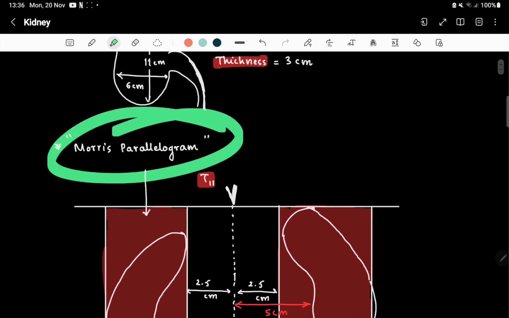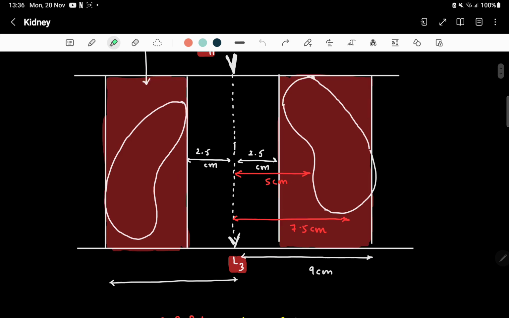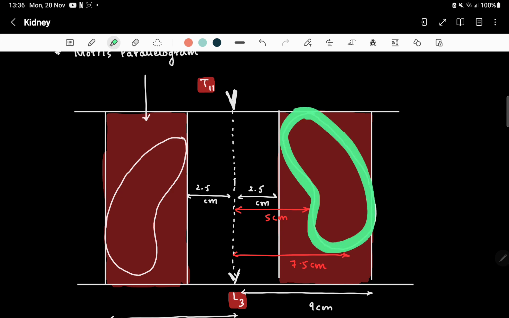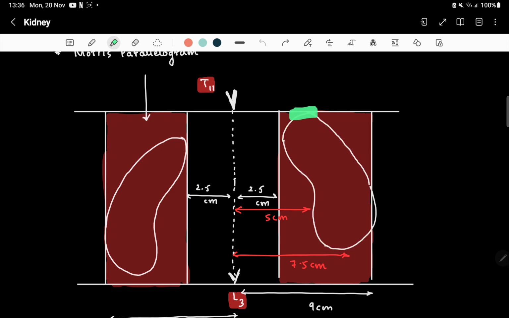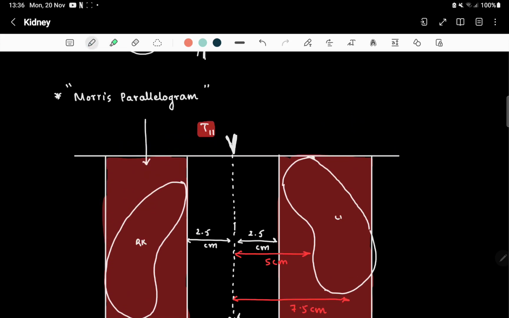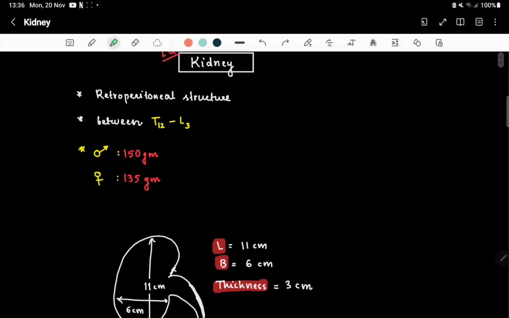Okay, and what is the Morris parallelogram? The kidney is present inside this parallelogram-like structure, which is called the Morris parallelogram. So you have the dimensions here. This is the T11 level, and this is the L3 level. One of the kidneys lies up, that is our left kidney. This left kidney lies a bit higher than the right kidney. So this is your right kidney, RK, and this is the left kidney. The left kidney lies a bit higher than your right kidney and touches the T11 level, and this right kidney starts from the T12 level. So you can write the levels as T12 to L3 only.